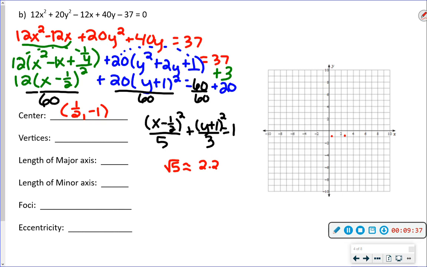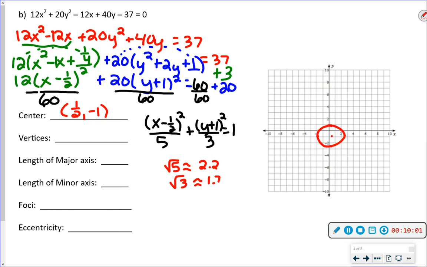Maybe. 1, 2.2. Sure. Okay, 3. Square root of 3 doesn't come out nice. I just happen to know it because we use that a lot in geometry. It's about 1.7. That's under y. So I'm going to try to estimate 1.7 up and 1.7 down.